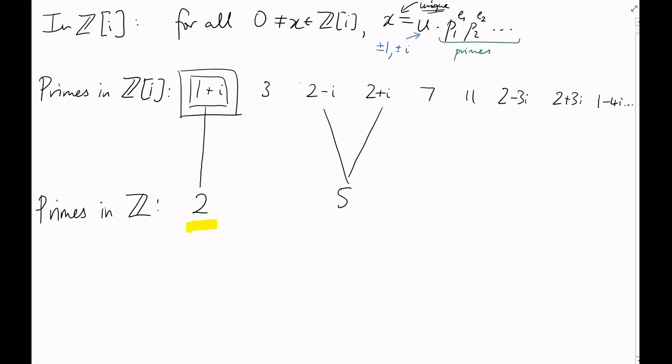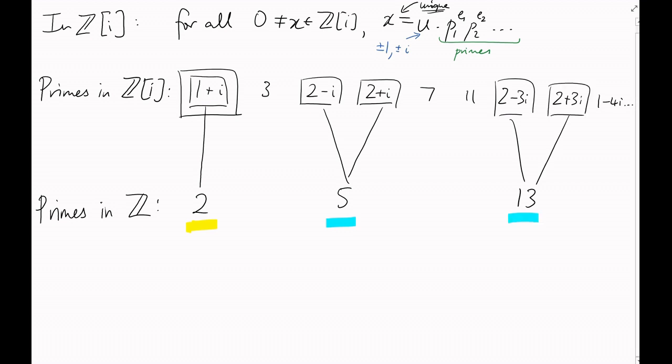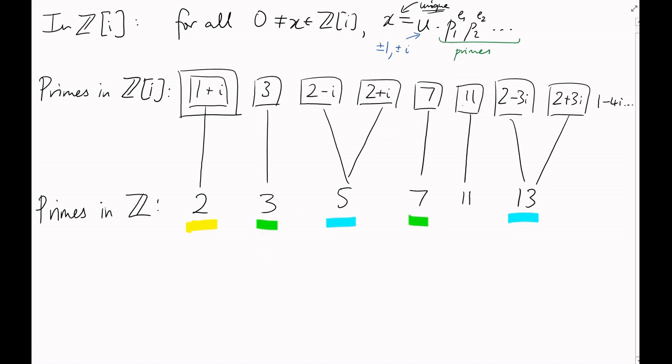5 equals 2 minus i times 2 plus i, and 13 equals 2 minus 3i times 2 plus 3i, so we said that 5 and 13 split in Z adjoin i. And 3, 7 and 11 remained prime, so we called these inert in Z adjoin i.